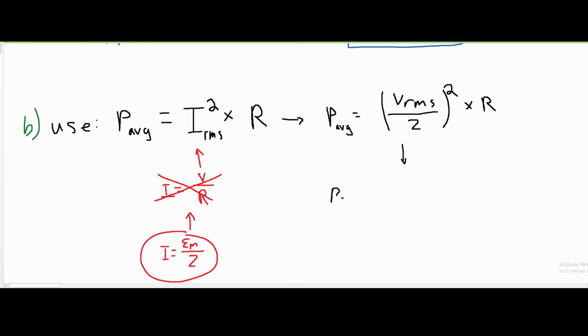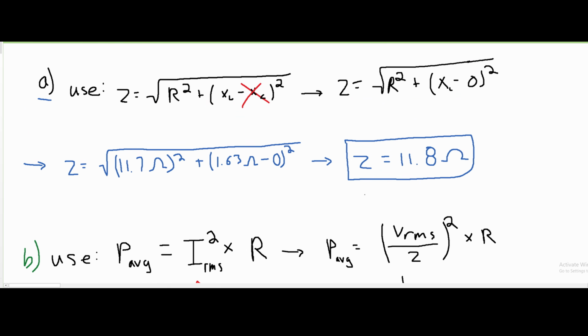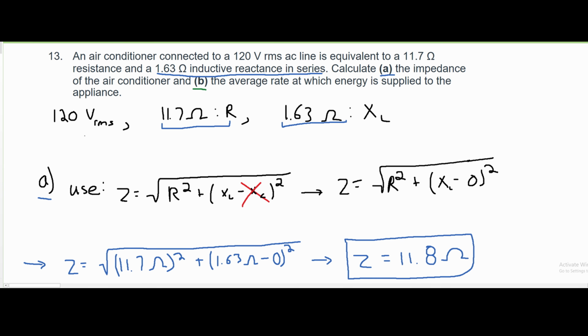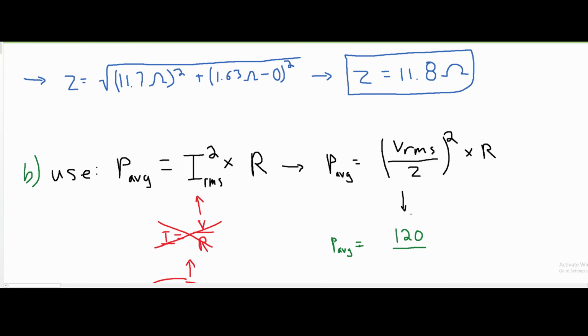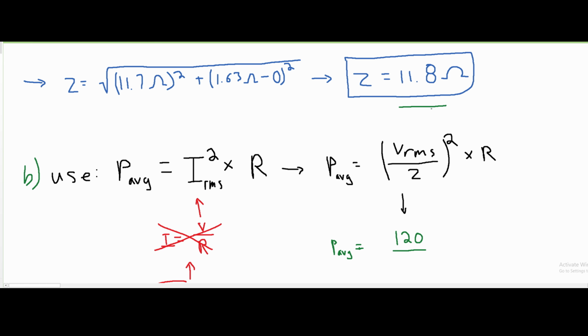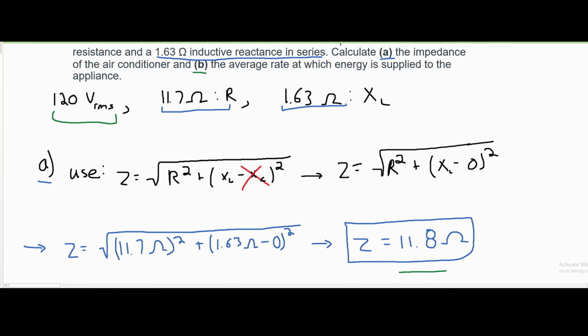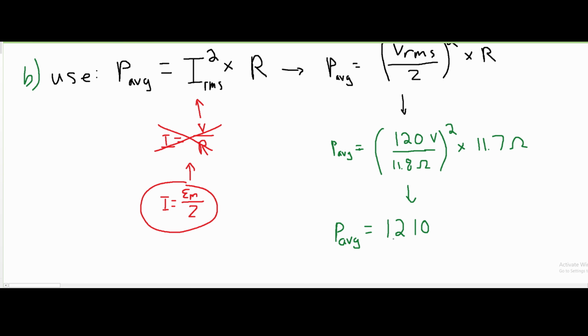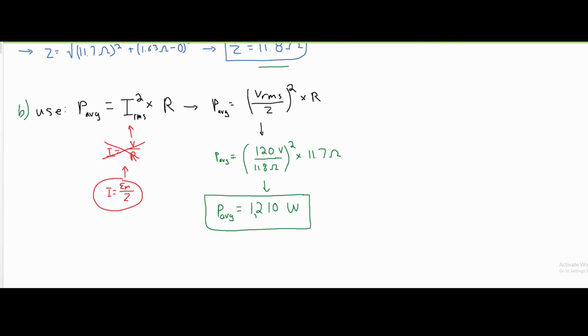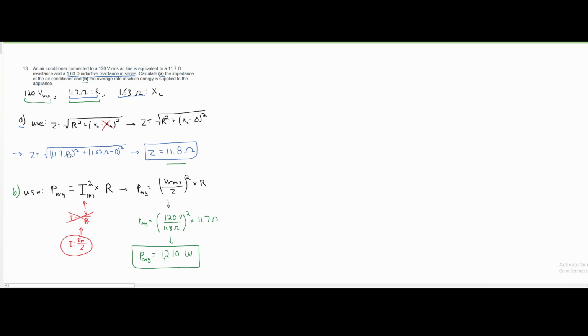From here, our average power is going to be equal to our VRMS, which is 120, divided by Z, and our Z we found as 11.8 ohms. This is going to be squared times our resistance, and our resistance is given as 11.7 ohms. If we plug this into our calculator, we're going to get approximately 1,210, and the units for power is in watts. And that is part B for number 13.